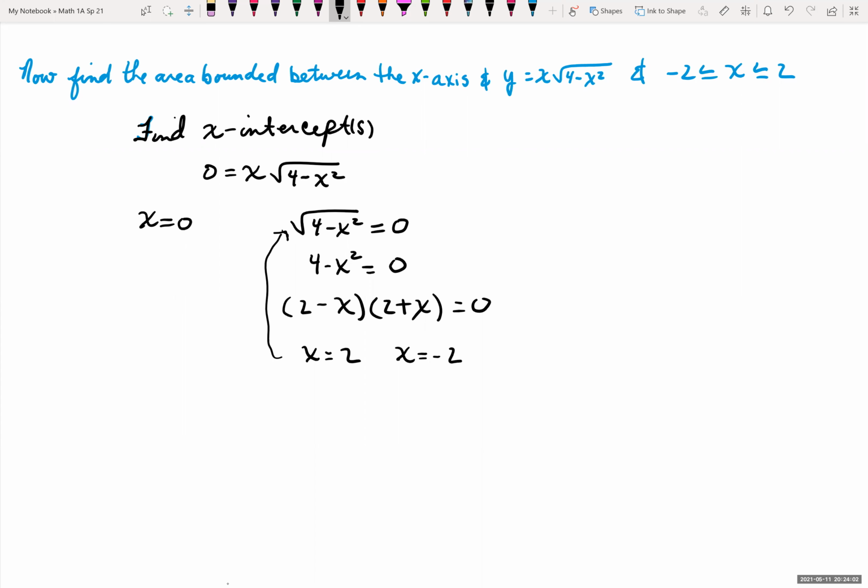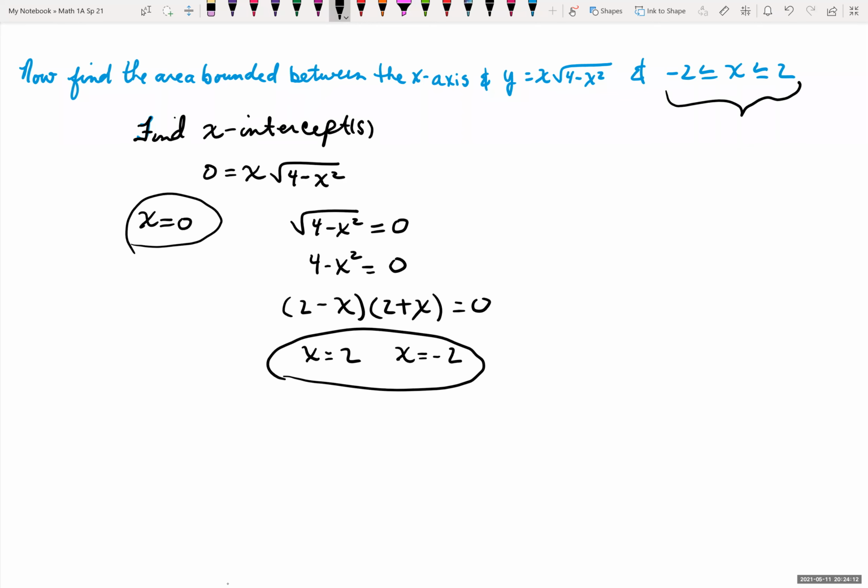So once you find out what your x-intercepts are, you need to find out if any of these x-intercepts fall between this negative 2 and 2, the bounds of our integration. And 0 does fall in between there. And so we know that we're going to have to split up our integration. Let me just call this f of x. It just makes life easier. So we're going to split up our integration of f of x from negative 2 to 2 dx.